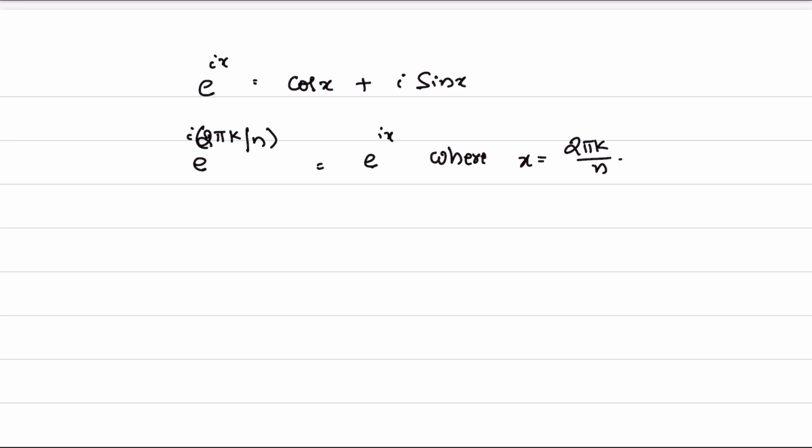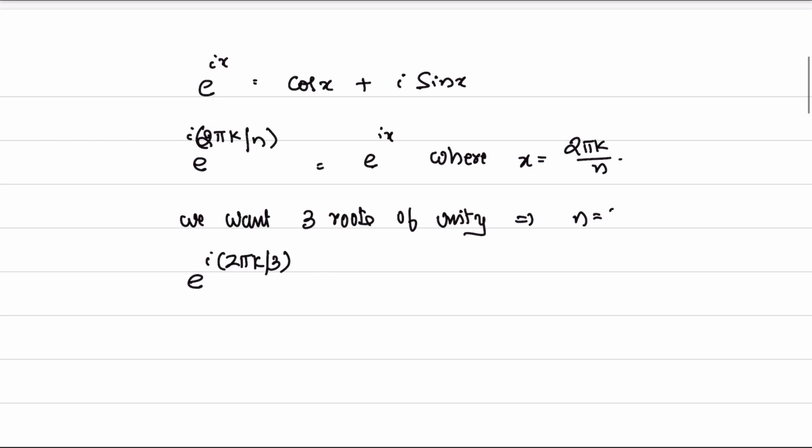You know, unity has got many roots. If we want 3 roots of unity, then e to the power of i into 2 pi k by 3, that implies n is equal to 3, gives 3 roots of unity.